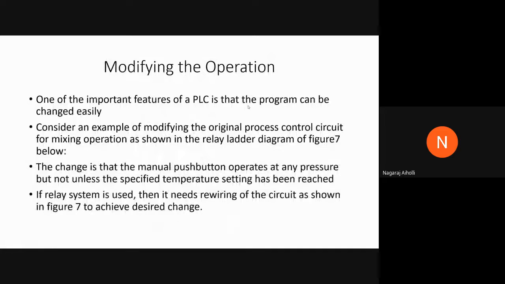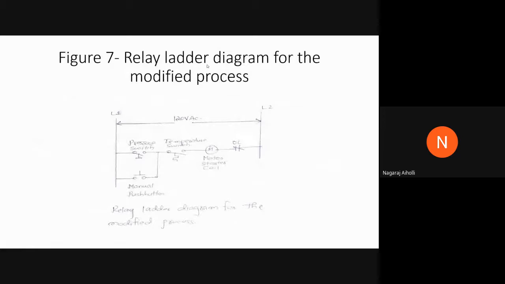Then later the process was slightly modified. The modification in the process is, instead of connecting the manual push button across the pressure and temperature switch, it was connected across only the pressure switch. This change results in slight variations in the process control operation. When the pressure switch is closed and the temperature switch is closed, the motor is energized, or when the manual push button is closed and the temperature switch is closed, the motor is energized. These are the two possibilities. That is the modification in the process control problem.